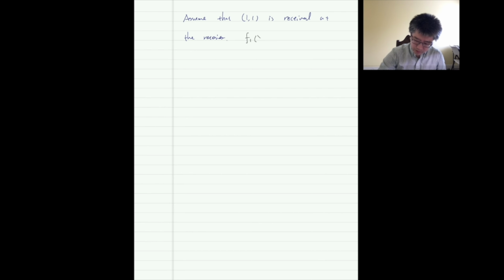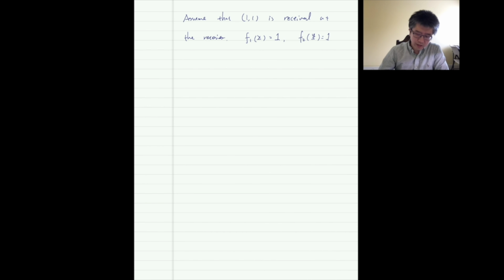Okay, so now let's try to prove the result, right? Basically what we're going to show is that if we pick M1 and M2 correctly, then the error probability will go to 0. Without loss of generality, we just assume that the bin 1 1 is received at the receiver. So this basically means that f1 of x is 1, we assume x and y are what was transmitted, and f2 of y is also 1.